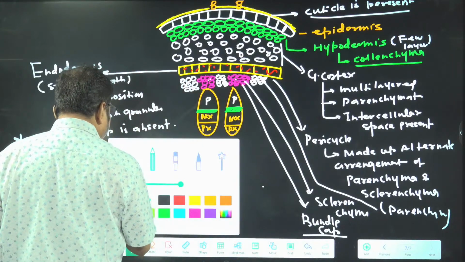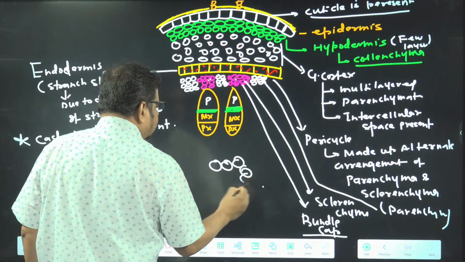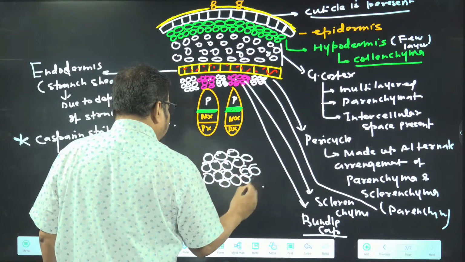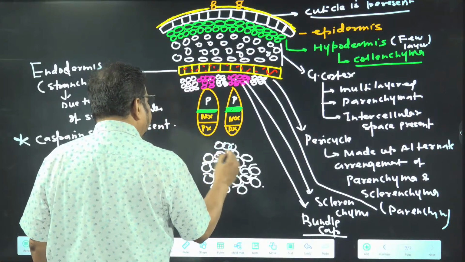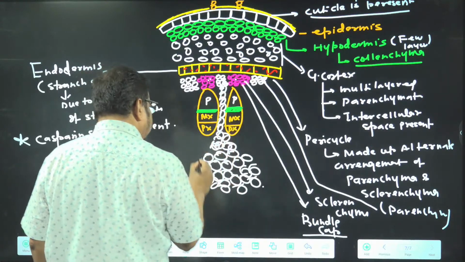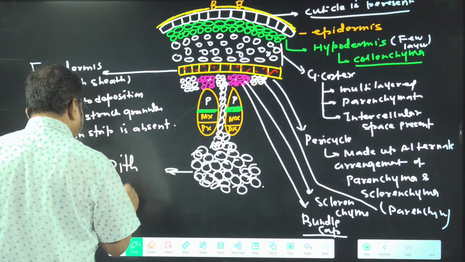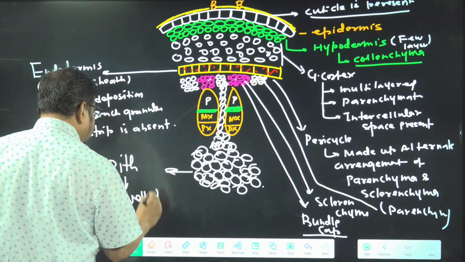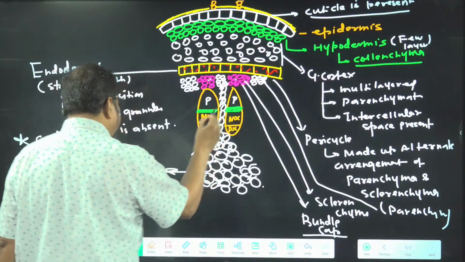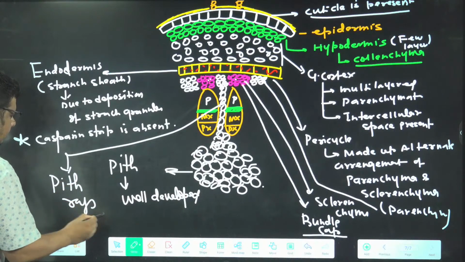Now I am telling you what is present here in the central region. In the central region, large and well-developed pith is present. The pith is centrally located and well-developed. It is parenchymatous. Already I told you pith is parenchymatous. And this radiating layer is called pith ridge. It is also parenchymatous.